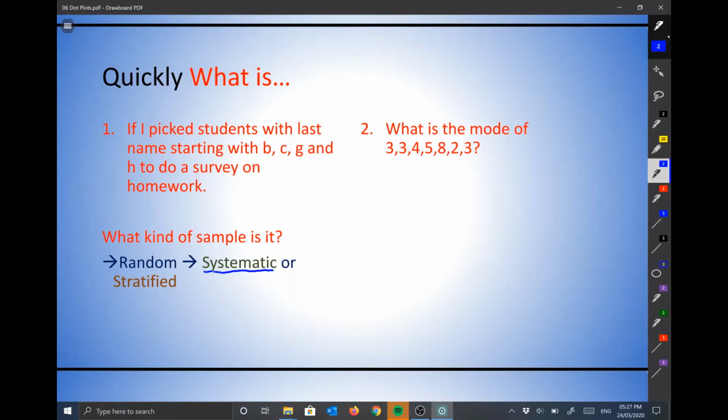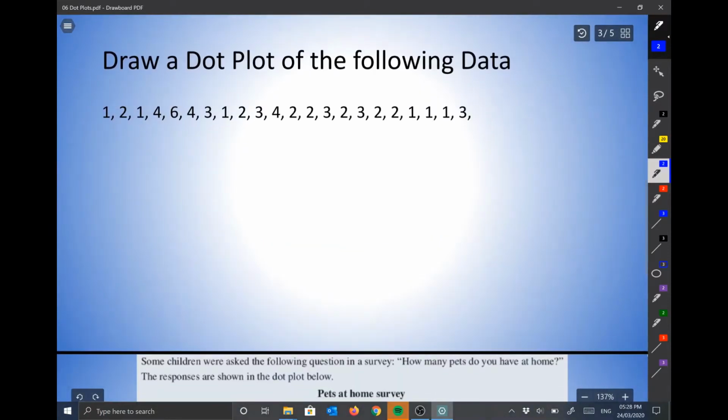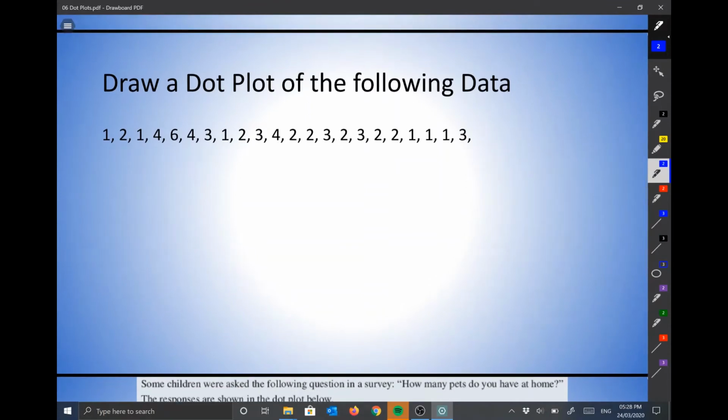The second revision question I have for you is, I want you to quickly find out what the mode of these 7 numbers is. Again, pause the video, have a go at the question yourself, please. Okay, and the answer to this question is 3, because the mode is the number that appears most often. Okay, now we're going to move on to dot plots.